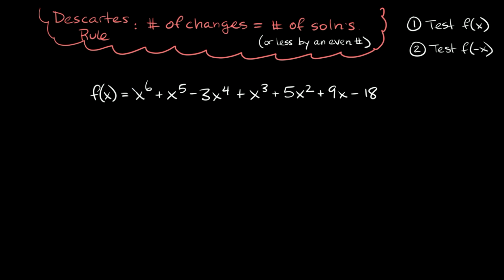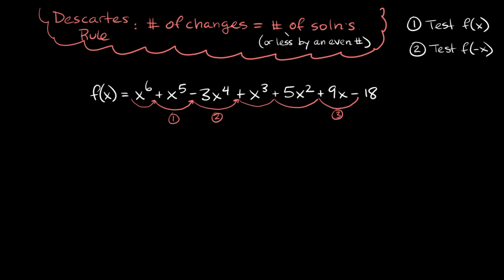So x to the sixth, right? As you can see, it is positive, right? So we basically go from a positive to a positive. There's no change there. Here we go from a positive to a negative. So there's one change right there. Here we go from a negative to a positive. So there's two changes right there. Here we go from positive to positive, positive to positive. Here we go from positive to negative. So that's our third change. And then that's where we finish, right? So here we had three changes, okay?